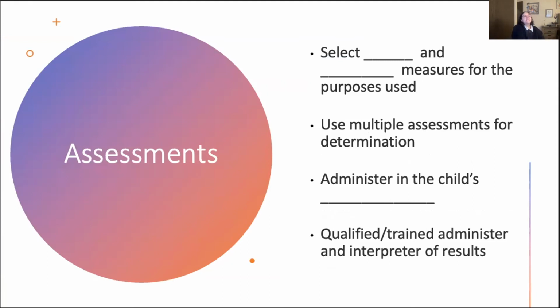So, assessments that could be used for this whole universal screening and progress monitoring process. It's good to generally select formal and informal measures for the purposes used. So, formative assessments that have some reliability and validity behind them that we can point to and say there's a reason we gave this test. But then also informal tests or classwork or products that tell a little bit more of the whole story.